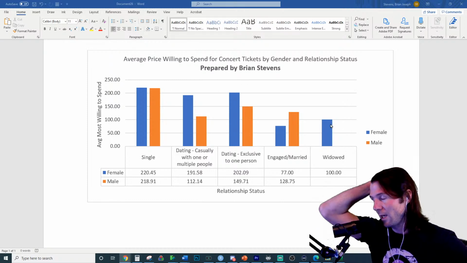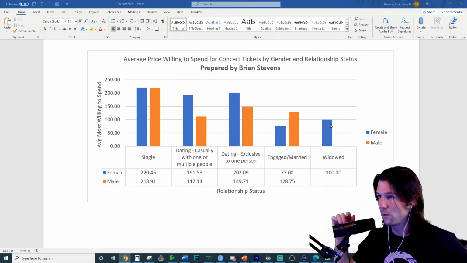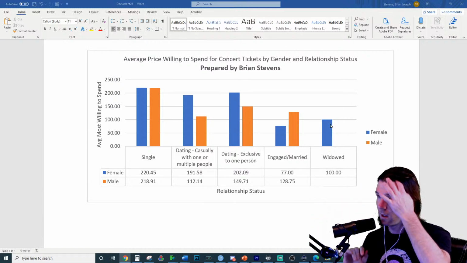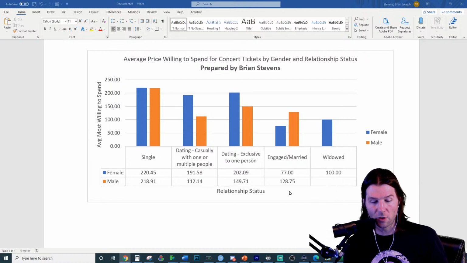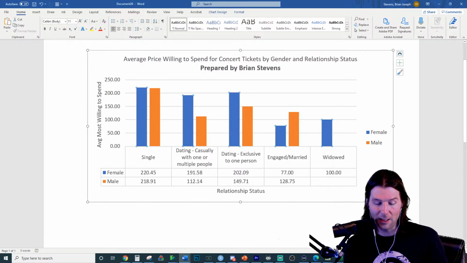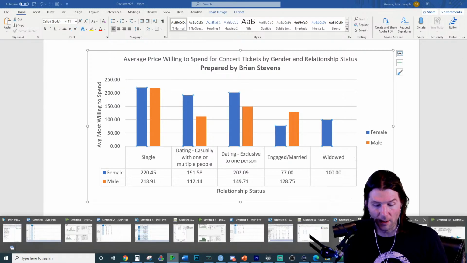This is maybe some sort of age-related variable, but noticing when we get to the engaged or married individuals and the widowed individuals, the men are willing to spend $128.75 versus the women who are willing to spend $77 and the widowed females. But here's the thing. Widowed females, if I'm to guess, we might literally just have one individual in that group.